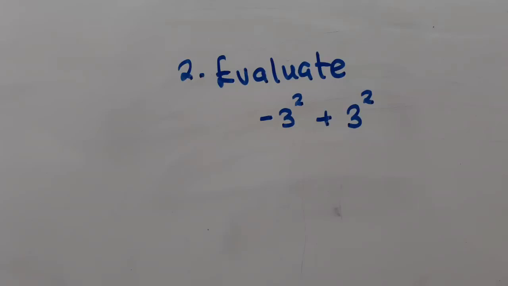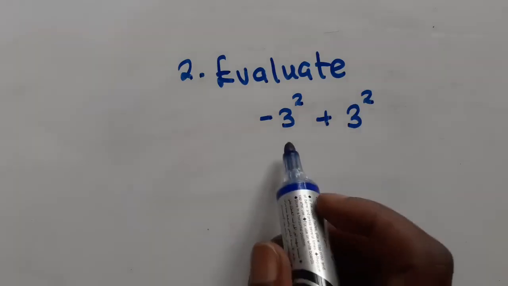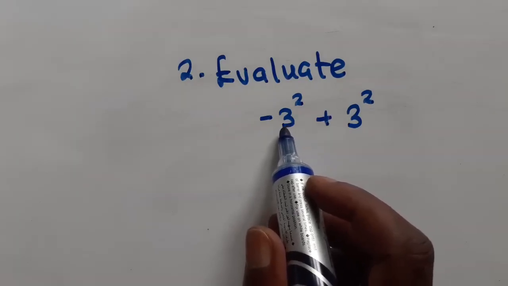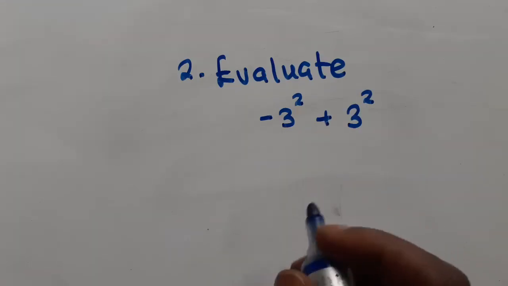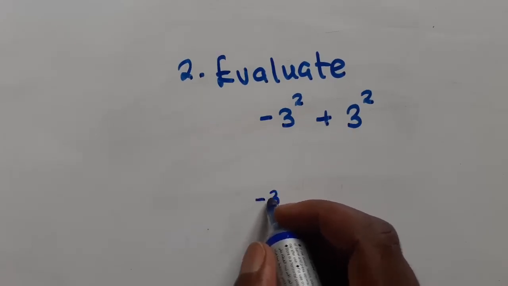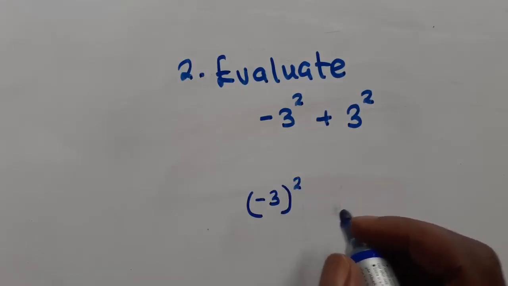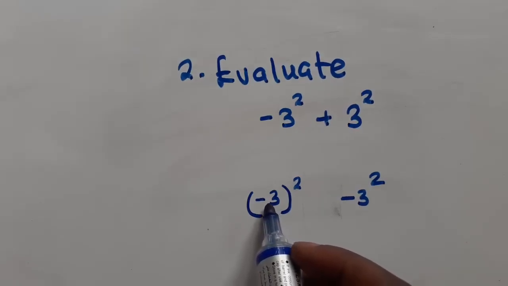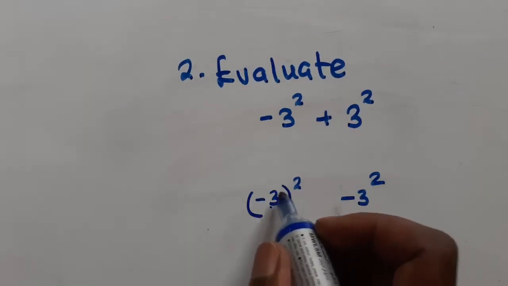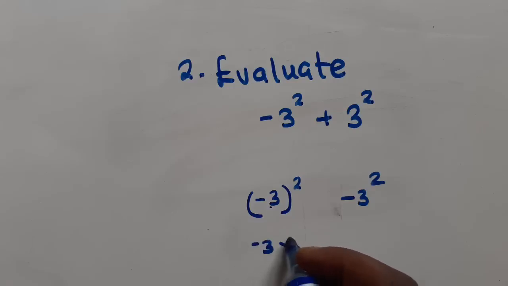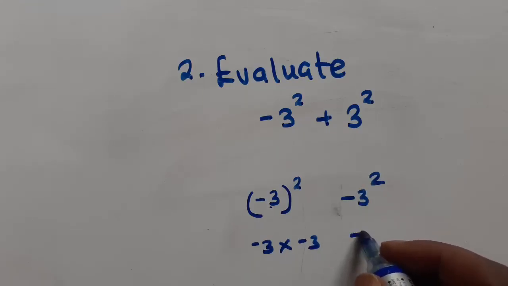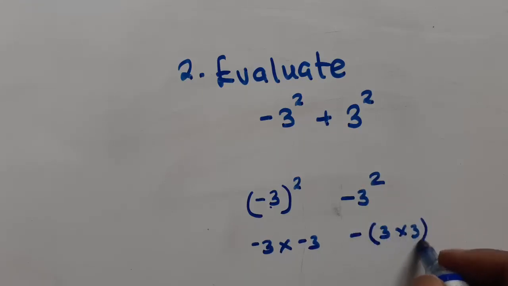So we have question 2 here. How do we evaluate this? Alright? So here you have to understand one thing. I want you to see the difference between this question as well as the other one. So what do you see here? Negative is part of this 3. So as we multiply, when we are expanding this one here, it's going to be negative 3 multiplied by negative 3. As opposed to this one. For this one, we're going to have minus 3 multiplied by 3.